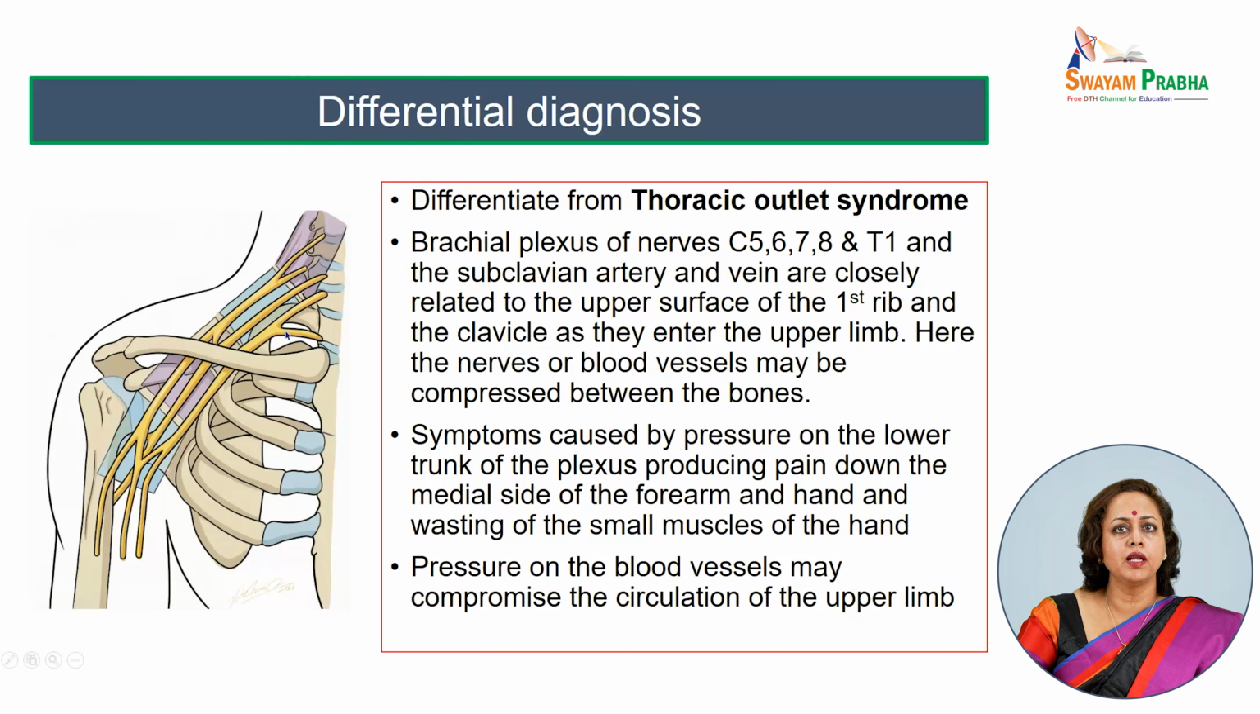So you have a cervical rib. That means everything has to arch over one more rib. The traction becomes more on the lower trunk of the brachial plexus as well as the subclavian vessels. So you'll get nerve related problems, but you'll also get the blood vessels compressed. Pressure on the lower trunk of the brachial plexus causes pain, and the paresthesias that I spoke about along the inner aspect of the arm, forearm and hand. You will get wasting of the small muscles of the hand like the lumbricals and the interossei. There will be pressure on the blood vessels also, which can compromise the blood circulation in the upper limb.